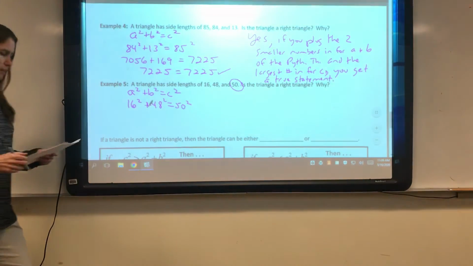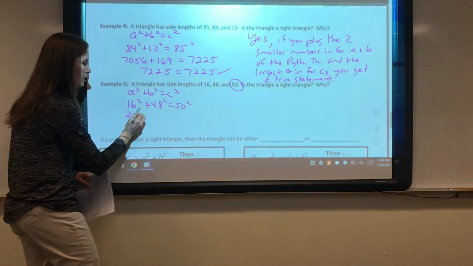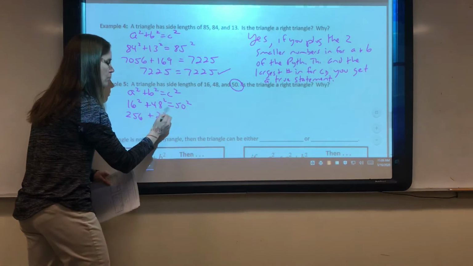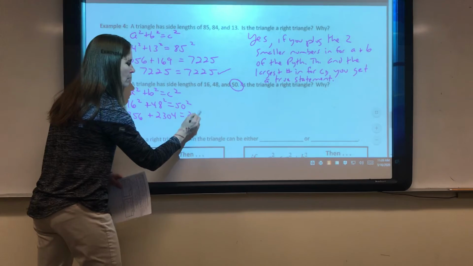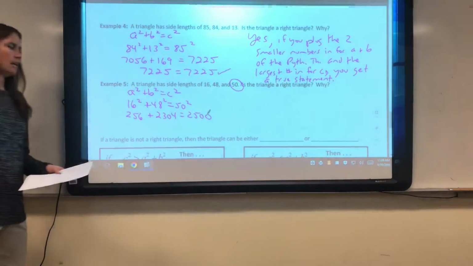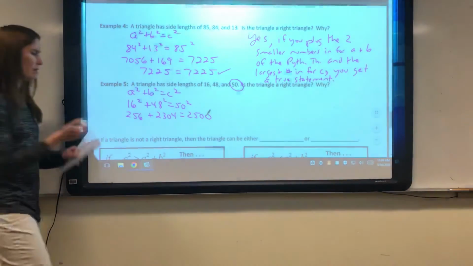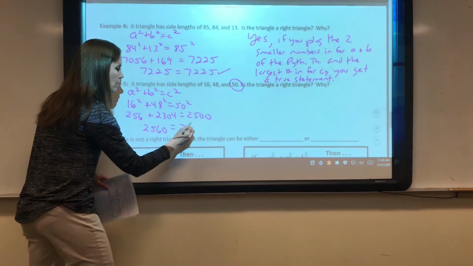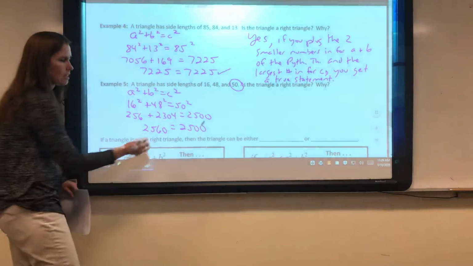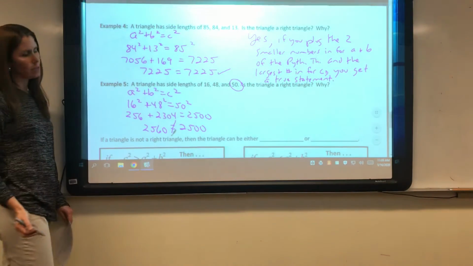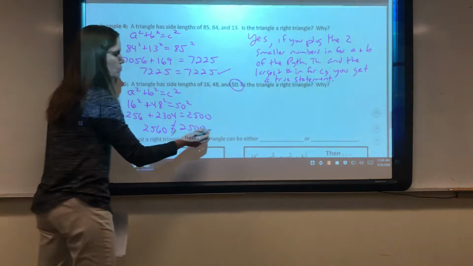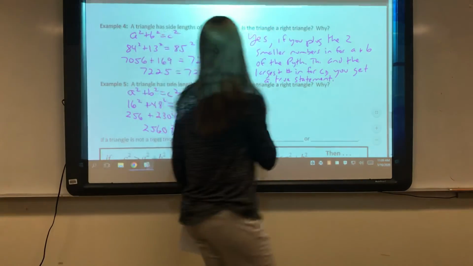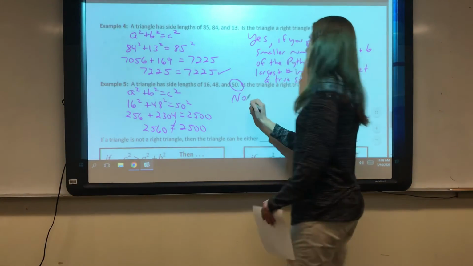And from there, if I go ahead and do 16 squared, I've got 256 plus 2,304 is equal to 2,500. And if I go and add those two up, I get 2,560 is equal to 2,500, and I see that is not a true statement, so I'm going to put a slash through the equal sign to show that it is not equal. Okay, and then from there I need to answer the question, and I can say no.